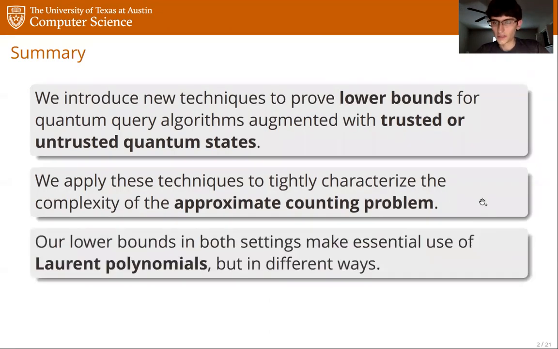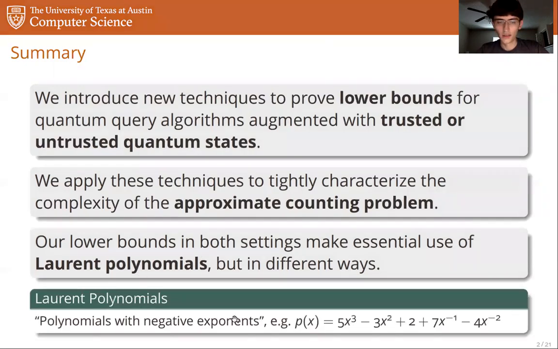And in both settings, the trusted and untrusted setting, our lower bounds make essential use of Laurent polynomials. If you've never heard of Laurent polynomials, these are basically just polynomials that can have both positive and negative exponents. So this is a Laurent polynomial that has positive degree 3 and negative degree 2.